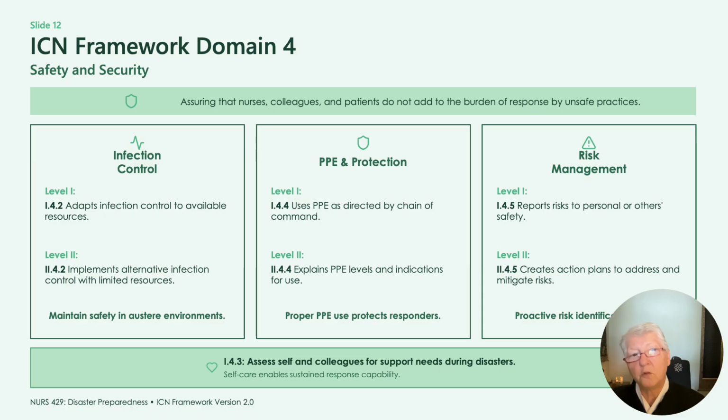Personal protective equipment, or PPE, is another major focus. Level 1 nurses use PPE as directed by the chain of command, and Level 2 nurses are expected to explain PPE levels and indicators for use. Proper PPE use protects responders and it preserves the workforce. Risk management is also central. Level 1 nurses report risks to their own safety or the safety of others. And Level 2 nurses develop action plans to address and mitigate those risks.